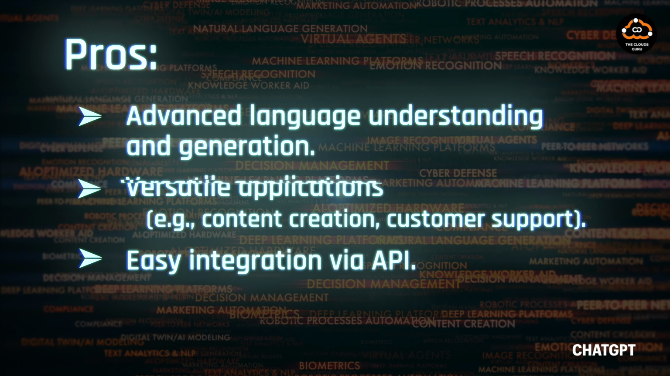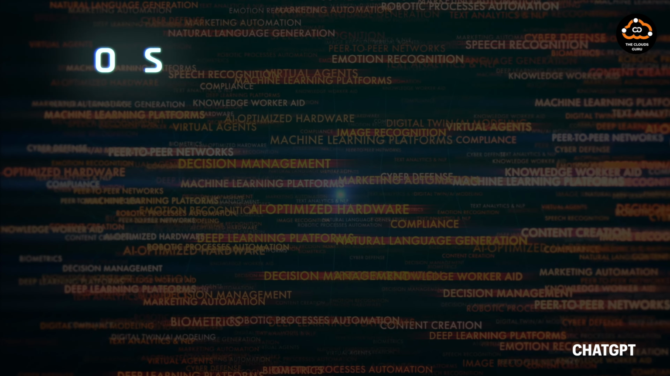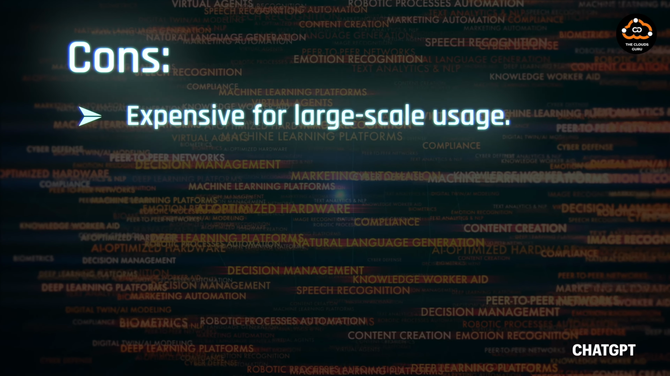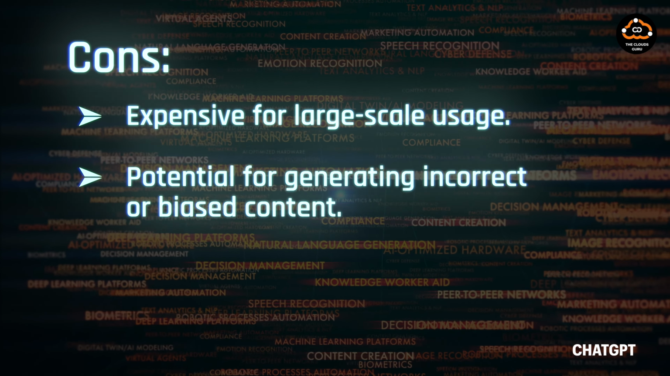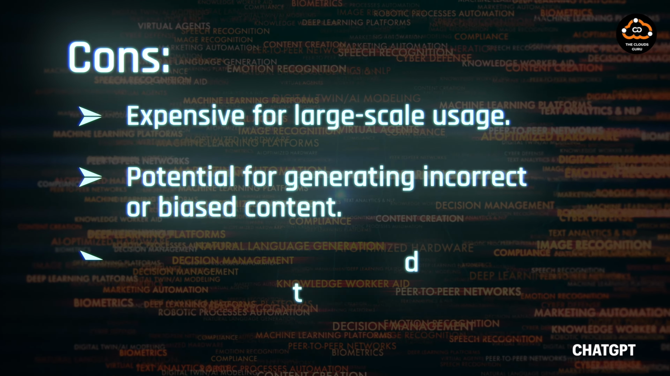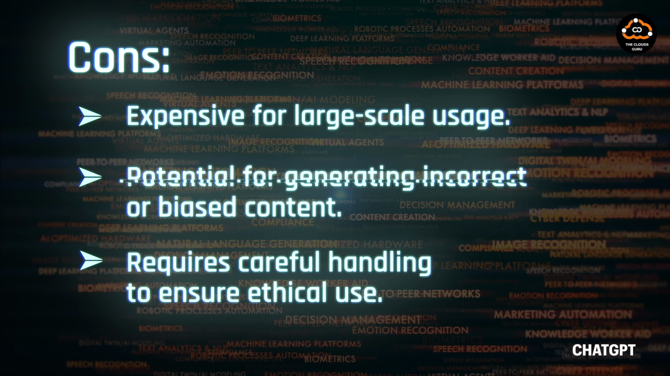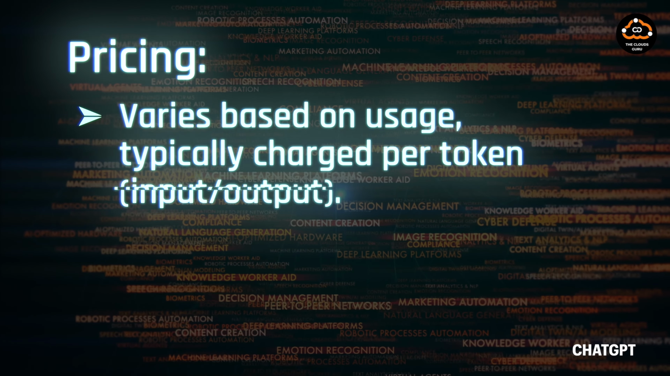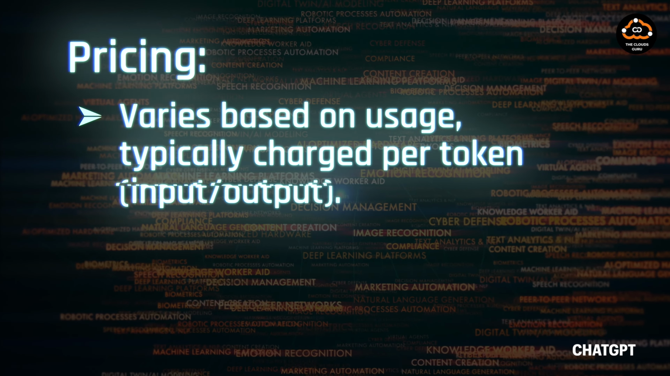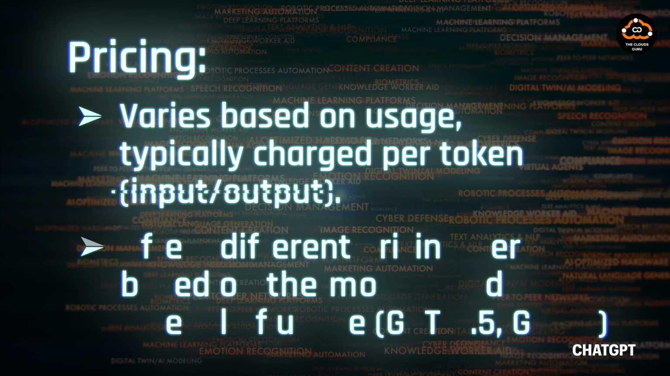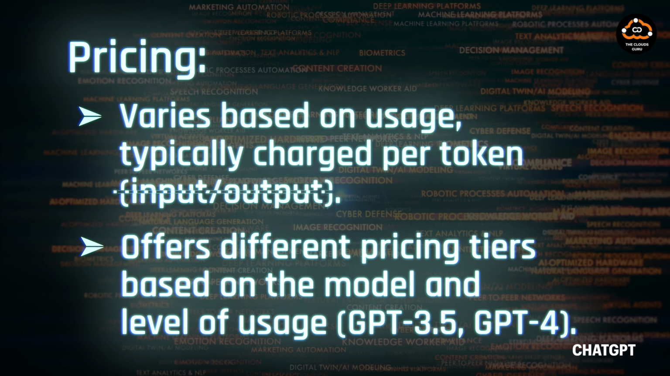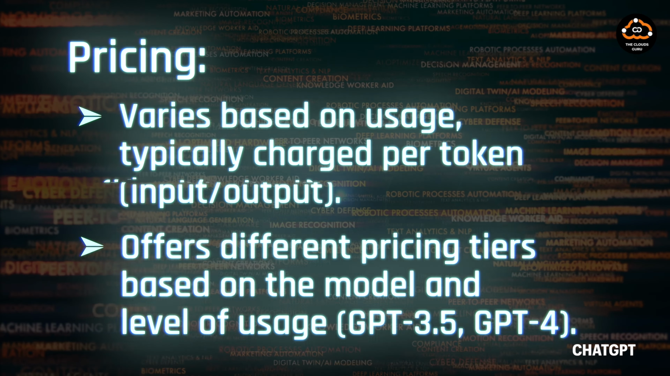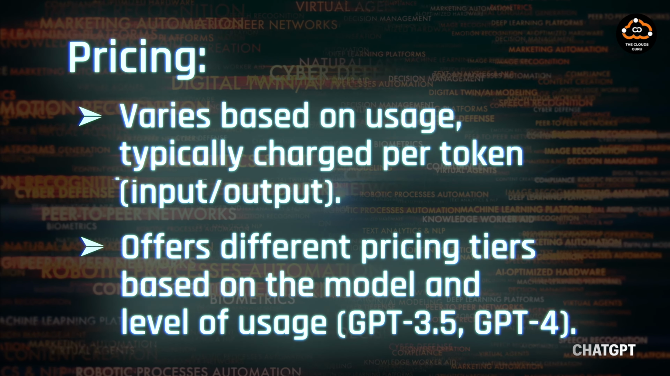Easy integration via API. Cons: expensive for large-scale usage, potential for generating incorrect or biased content, requires careful handling to ensure ethical use. Pricing: varies based on usage, typically charged per token in input or output. OpenAI offers different pricing tiers based on the model and level of usage, for example, GPT 3.5 and GPT 4.